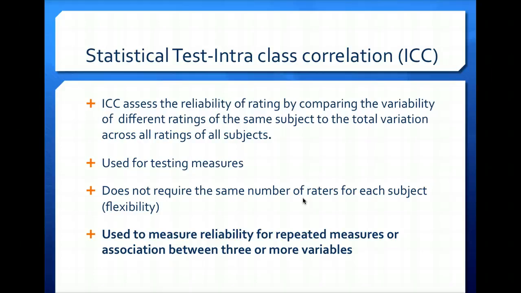The ICC, okay? This assesses the reliability of rating by comparing the variability of different ratings of the same subject to the total variation across all ratings of the subjects. This is used for testing measures, okay? Similar to kappa. Okay, it does not require the same number of raters for each subject, and that's why this is a great one, because there's a lot of flexibility. But the point to note is that this intra-class correlation ICC is used to measure reliability for repeated measures or association between three or more variables.